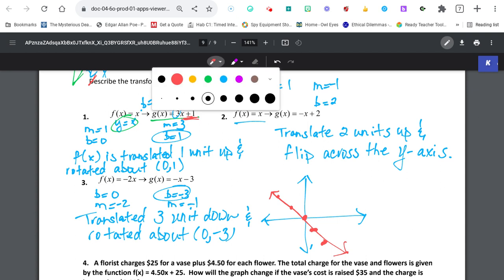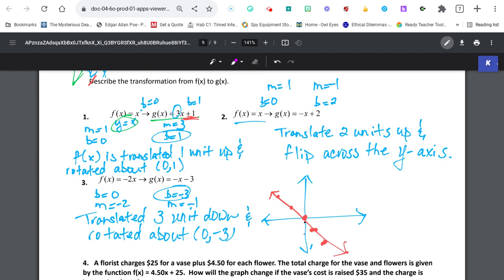But this thing will end up sliding down 3. Down 1, 2, I'm just estimating. It'll slide down 3. And because it's less steep, it's going to be rotated this way, about this point. Once it slides down, it'll rotate around this point right here.